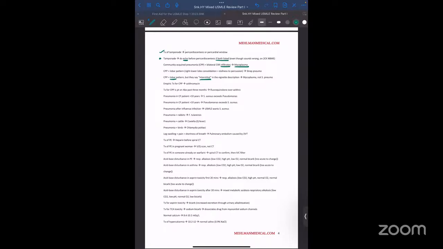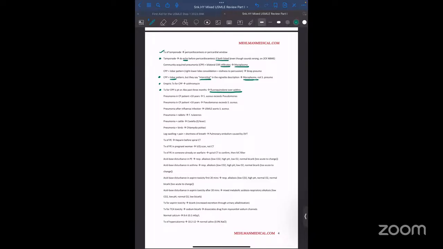Lobar, but interstitial, think mycoplasma again. Then empiric treatment for CAP, community-acquired pneumonia, is azithromycin. Treatment for CAP if the patient has been on antibiotics in the past 3 months is a fluoroquinolone over azithromycin. Then pneumonia in a cystic fibrosis patient less than 10 years old: Staph aureus exceeds Pseudomonas.